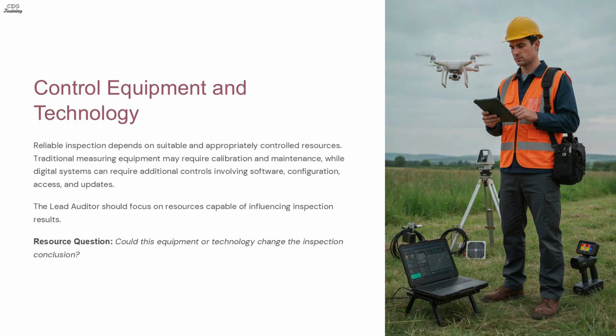Reliable inspection depends on suitable and appropriately controlled resources. Traditional measuring equipment may require calibration and maintenance, while digital systems can require additional controls involving software, configuration, access, and updates. The lead auditor should focus on resources capable of influencing inspection results.